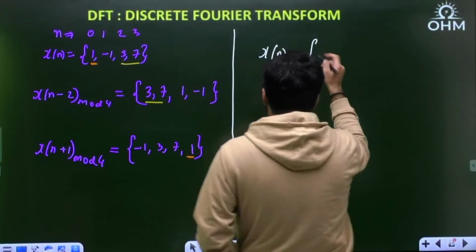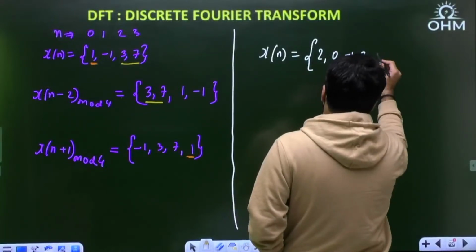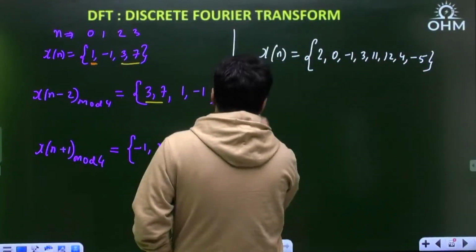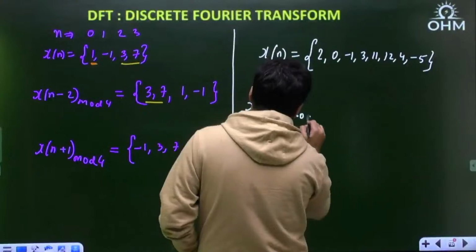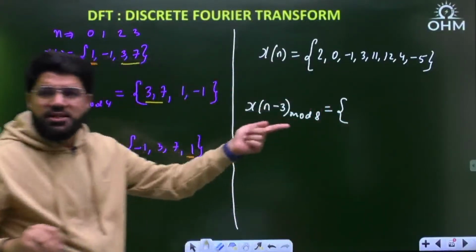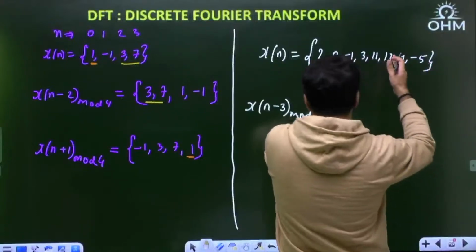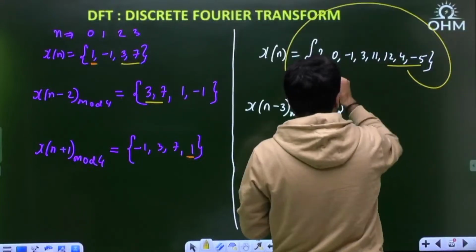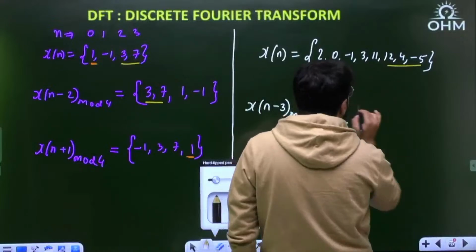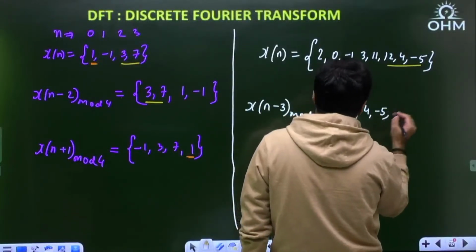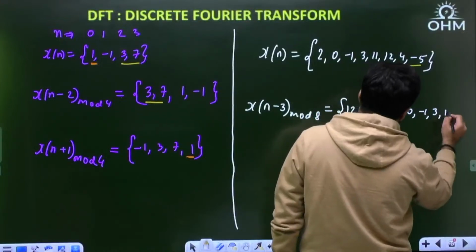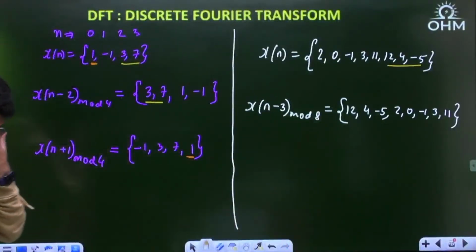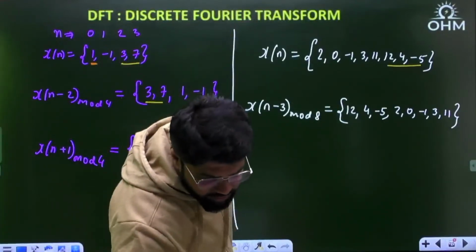If this is clear, let me write down one example here as well. If I want you to write down x of (n minus 3) mod 8, what should it be? n minus 3 means right shift. The last three samples cannot go outside the bracket, so you will circularly rotate them and place them in the beginning, in the same sequence, that is 12, then 4, then minus 5. Then write down 2, 0, minus 1, 3, and 11. Hope this is clear to you. This is what I mean by circular shifting.